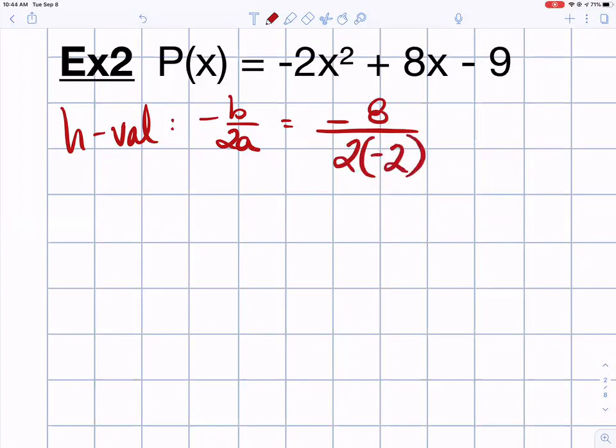Did you answer it yourself? Now I have a negative divided by a negative. What's that going to become? Positive. And I have an 8 on top and a 4 on bottom. What is that going to become? So a positive 2.